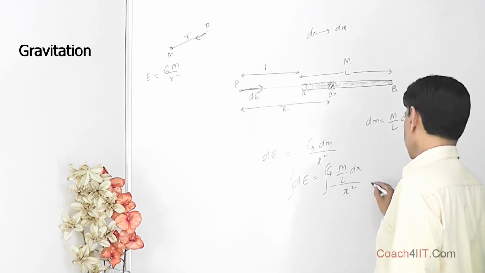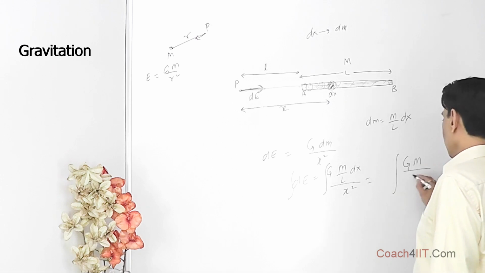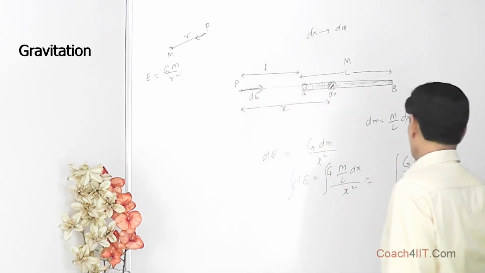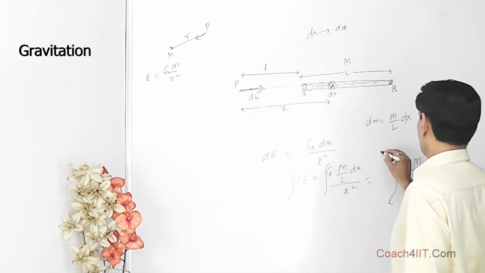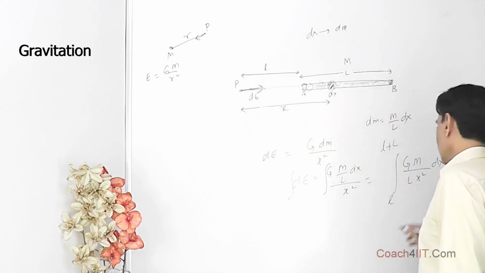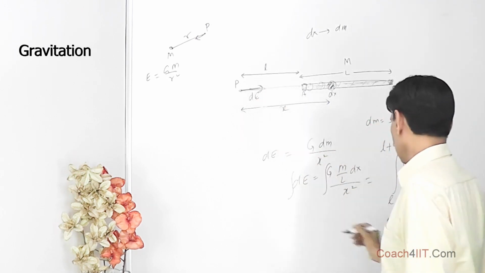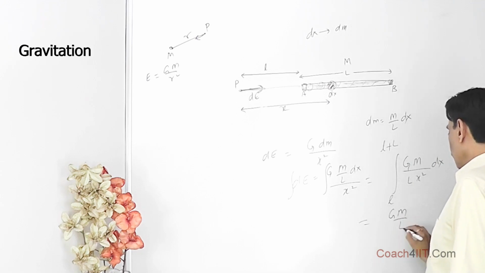We can integrate this from, now what are going to be the limits? This is G M by L x square dx. The first particle is over here at a distance small l, and finally it is at a distance l plus L. So it is l to l plus L integral, and we will find the net gravitational field intensity over here, which is nothing but G, M and L. We can take it out.